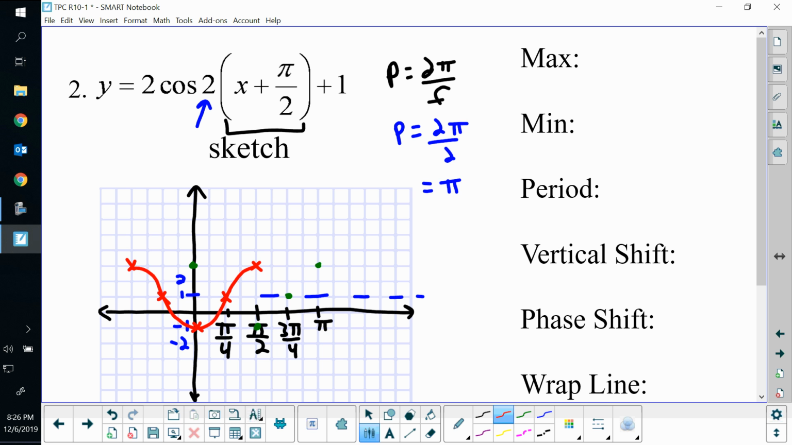So we're going to go back over to the packet and we'll answer the things over on the right. Maximum is the highest y value that we see, so we'll have +3. The minimum is the lowest y value that we see, so -1. The period we calculated just to the left there is pi. That's the length of one cycle. The vertical shift, we went up 1. The phase shift, because of the plus pi over 2, we went left pi over 2.